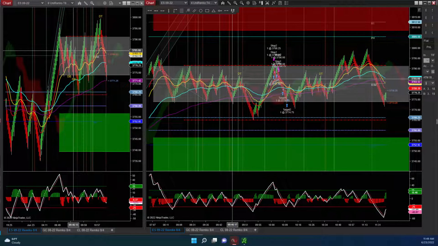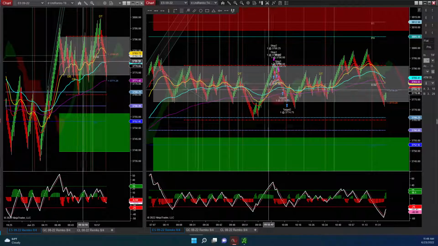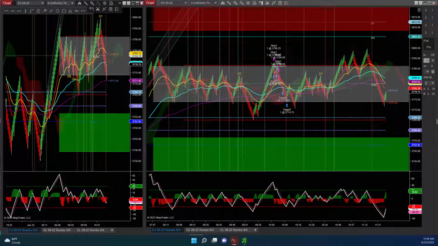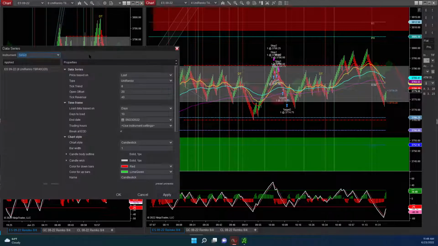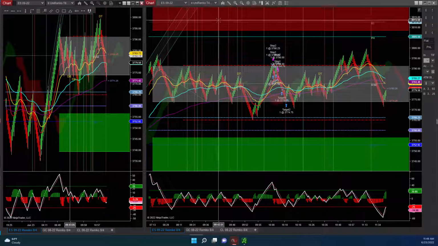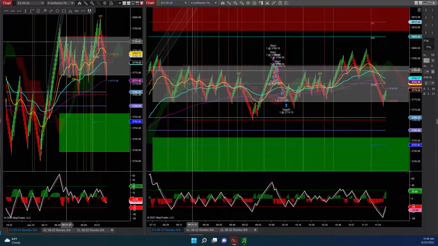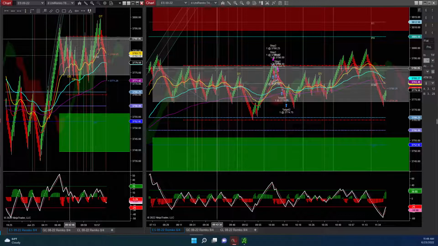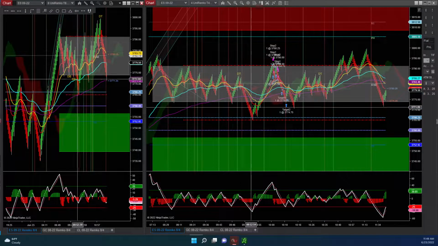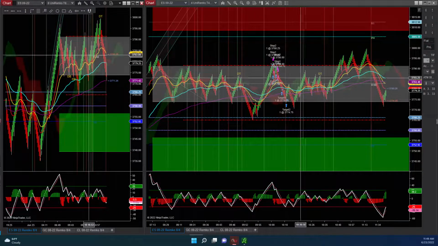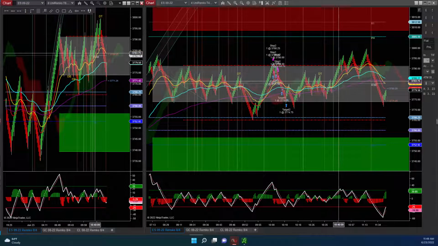On the left side, I have my anchor chart. Let me show it here for you. This one is 8, 20, and 40 and Renko, and on the right side I have my entry chart. As you see, the price action has been in this area the whole day, with a lot of congestion.